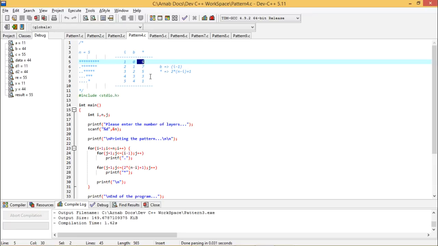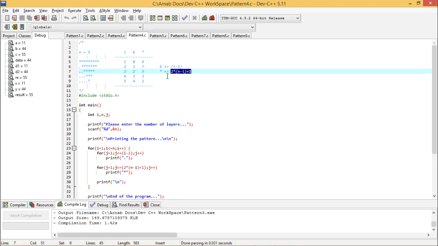So I am getting a clue. Let me test it for the rest. 5 minus 2, that is 3. 3 into 2, that is 6. Plus 1, 7. 5 minus 3, 2. 2 into 2, 4. Plus 1, 5. Going for the last one. 5 minus 5, 0. Into 2, 0. Plus 1, 1. So the logic for the star should be 2 into (n minus I) plus 1.